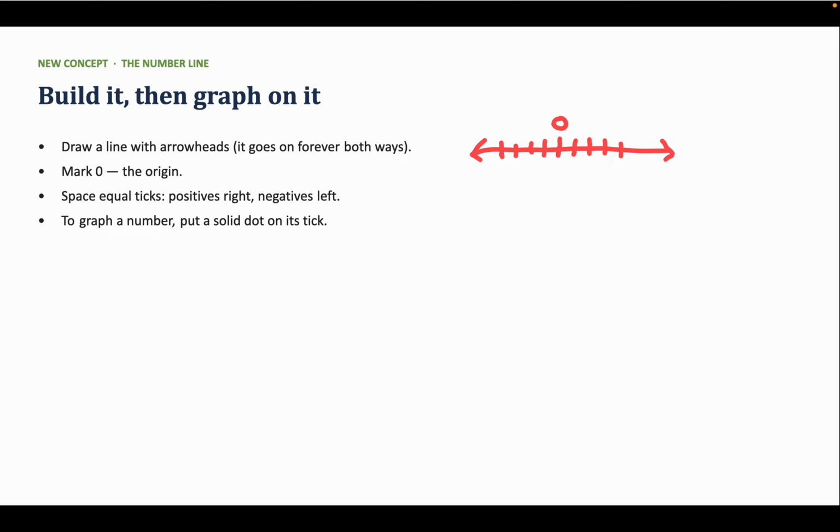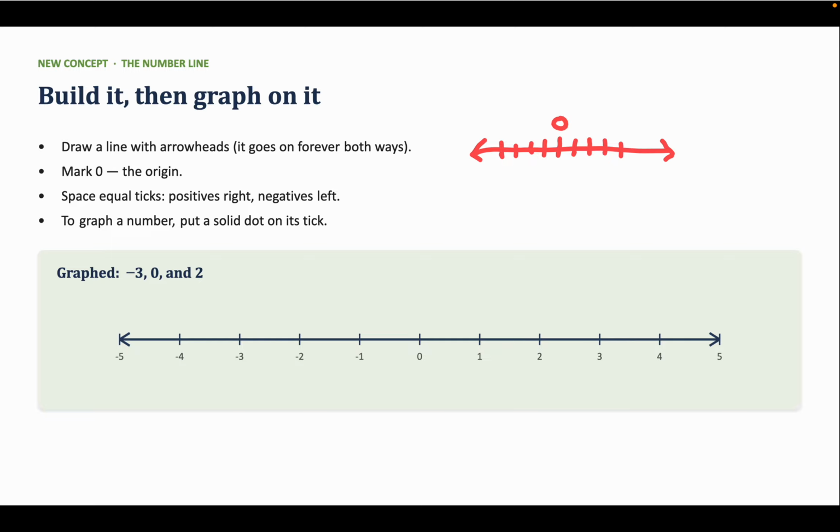And to graph a number, we just put a solid dot on its tick mark. So, for example, we want to graph the numbers -3, 0, and 2. So here's our number line. We can start with 0 as our origin right there. And then for -3, we count 3 spots over to the left. And for 2, we count 2 spots over to the right from 0 to get 2.